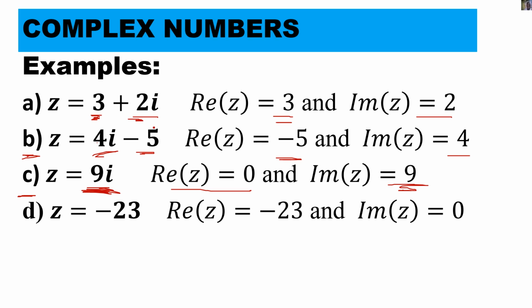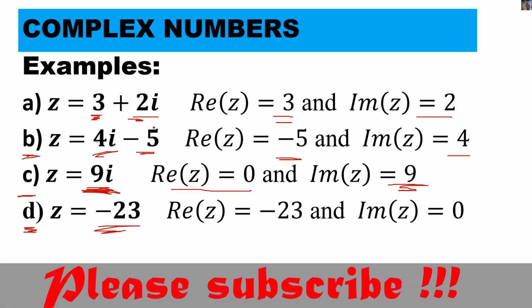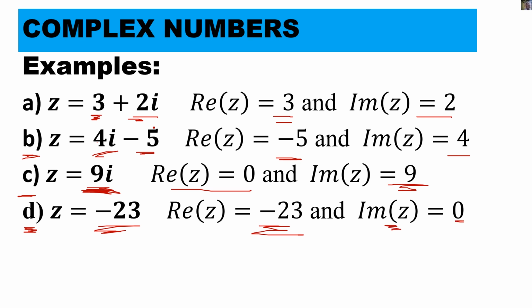Another example is example number d. We have the complex number z equals -23. This is the same as -23 plus 0i. So the real part of this complex number equals -23 and the imaginary part of this complex number equals 0.